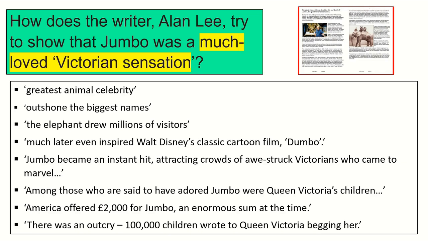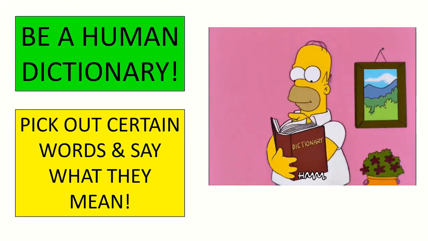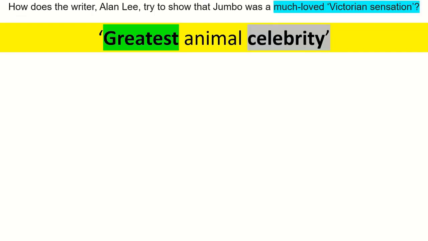Again, doing 6 or 7 quotes with small explanations is much better in this exam than doing 2 quotes with a huge explanation. Okay, so again, I'm going to be that human dictionary and pick out certain words and say what they mean. And the first quote I'm going to pick out is greatest animal celebrity. In theory, you could talk about two parts of this sentence, really, the ones I've highlighted. So why does that quote tell me that Jumbo is a much-loved Victorian sensation?